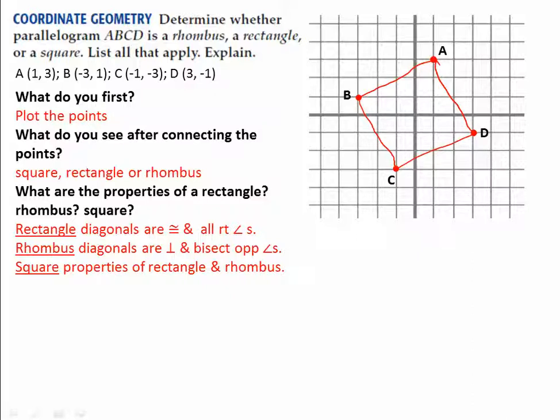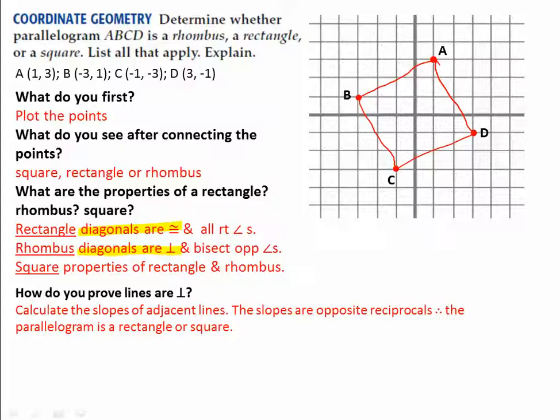So it looks like my key thing that I'm going to be looking for here is the fact that diagonals are congruent, diagonals are perpendicular. That's going to help me figure out, is it a rectangle, a rhombus, or a square? Okay, so now we got to remember, how are we going to prove that the lines are perpendicular? Okay, well, we know that we can calculate the slopes of adjacent lines.